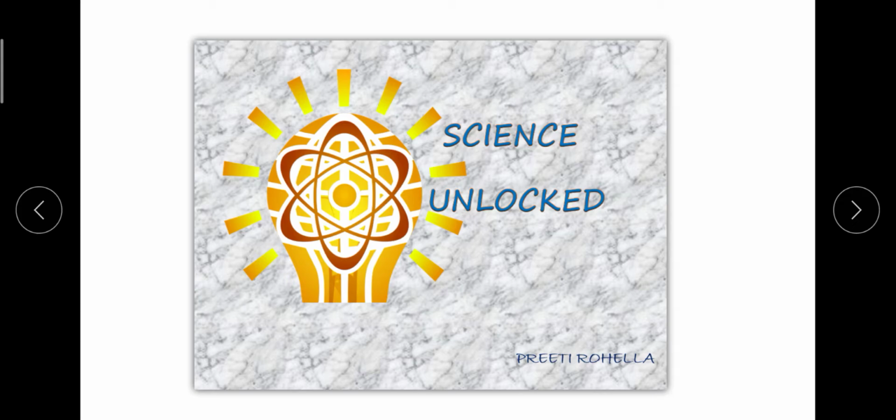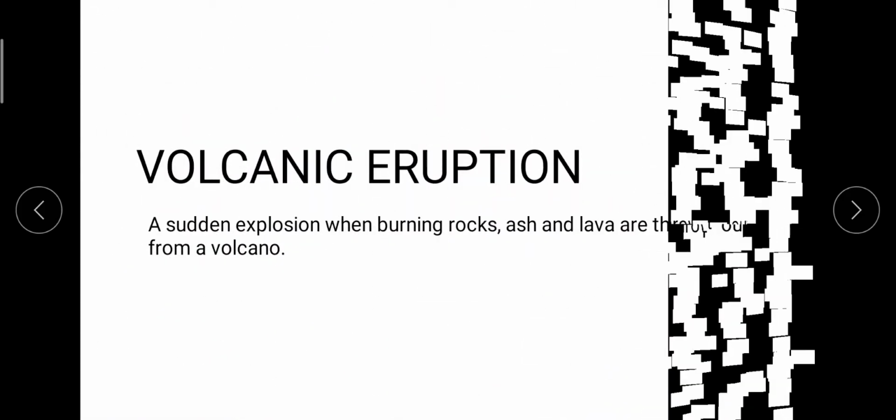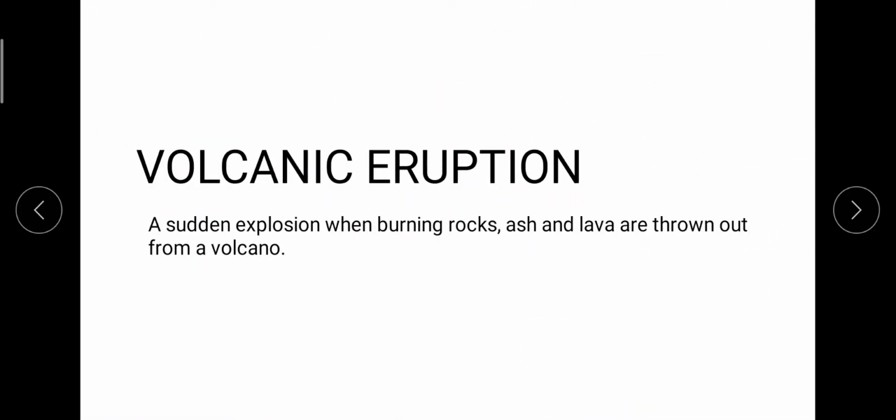And in today's session we are going to look into another natural calamity, that is volcanic eruption. Now this particular calamity is a sudden explosion of burning rocks, along with which ash and lava will also be coming out of a volcano. Now what exactly is a volcano?